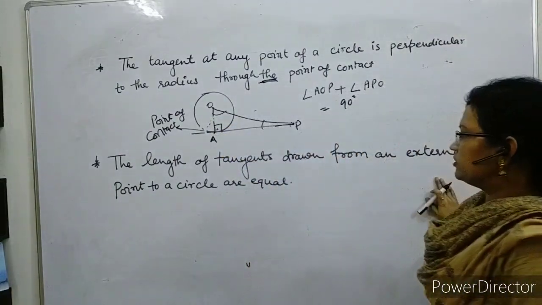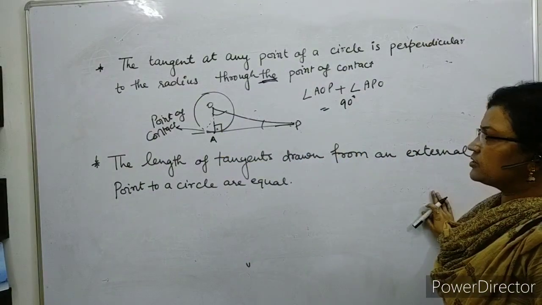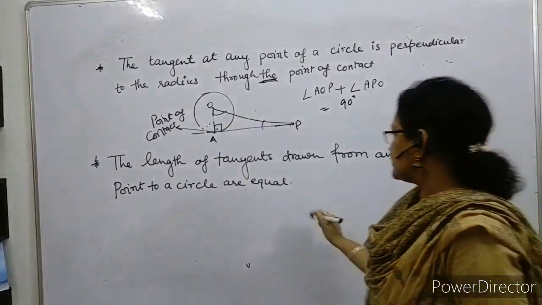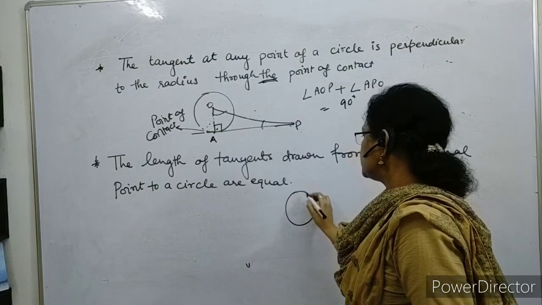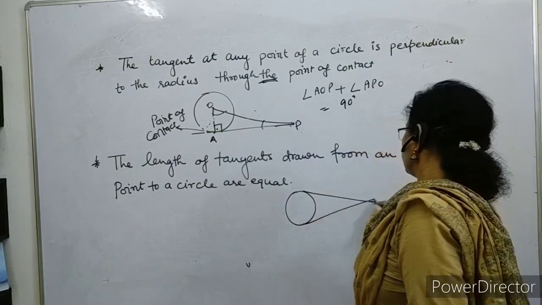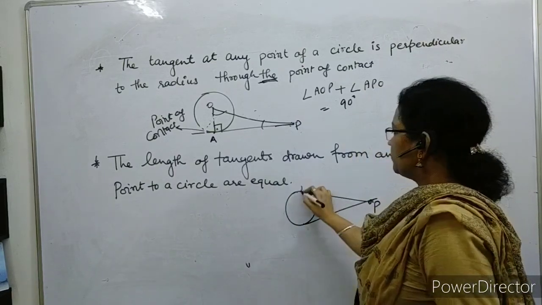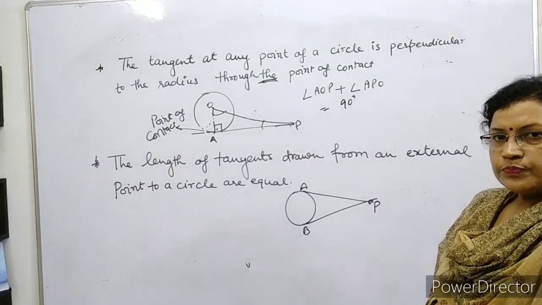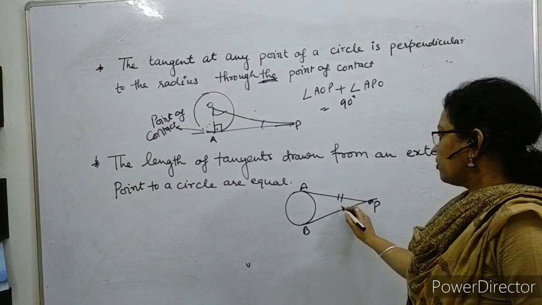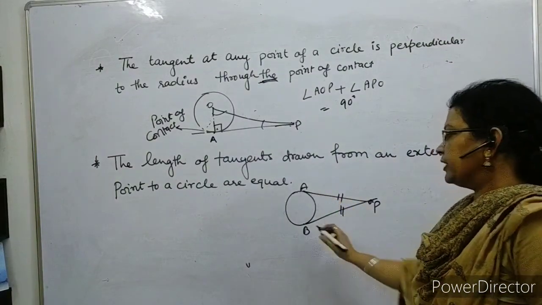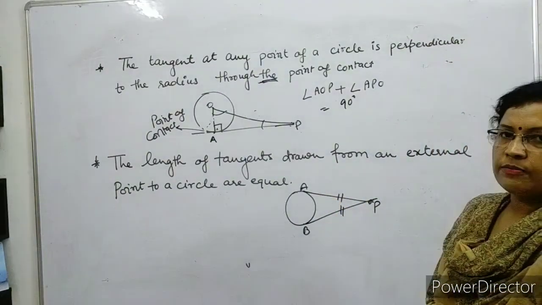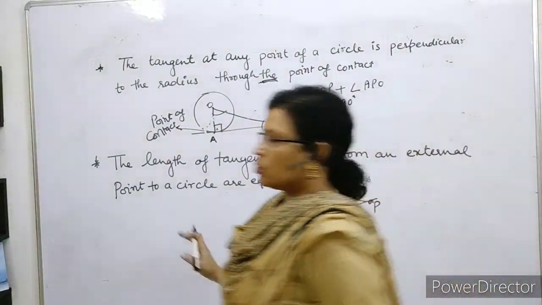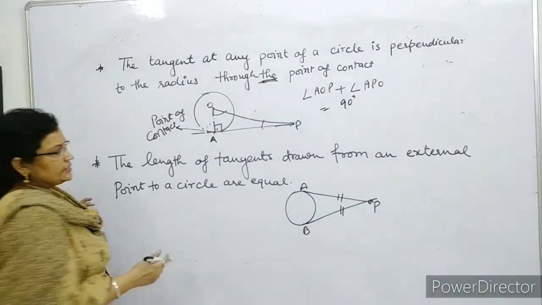The second one is that the lengths of the tangents drawn from an external point to a circle are equal. Now we can see here, this is a circle, and from a point P these are 2 tangents. So from an external point, if we draw 2 tangents, these 2 tangents will be equal in length. One application we can see here.